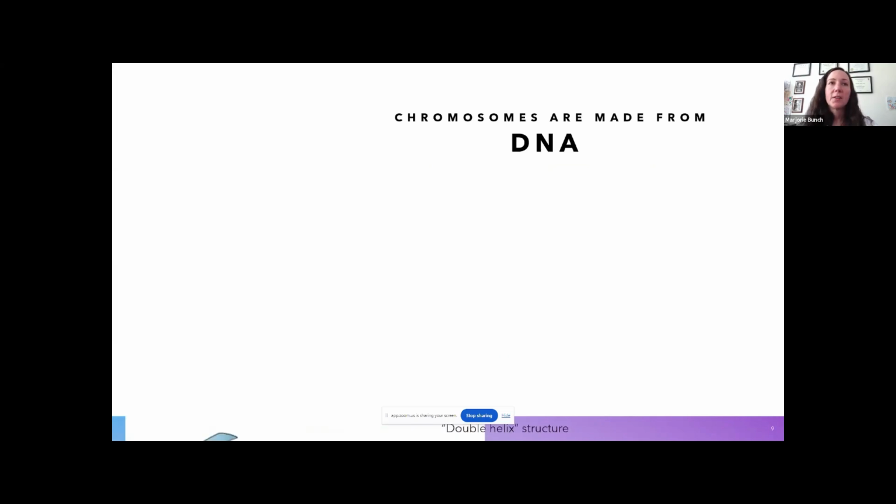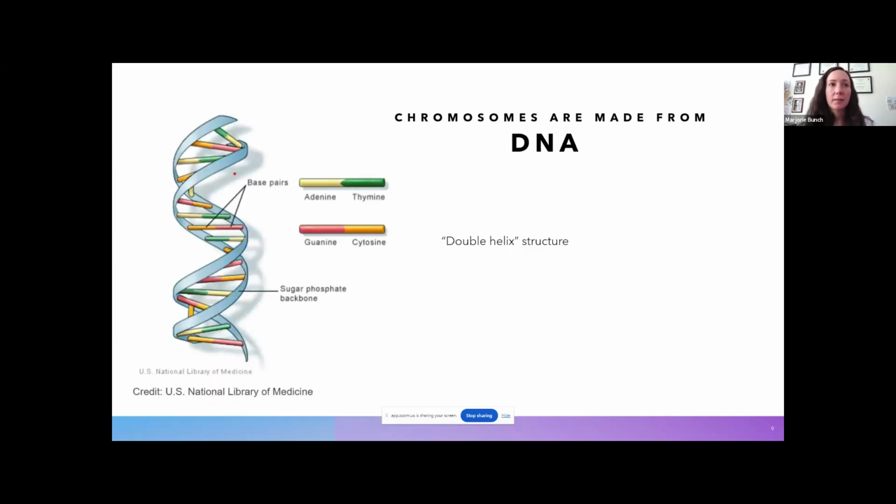So those chromosomes that I showed you are made from DNA. Now you might be familiar with this double helix structure that you see on the left. What that is, it's made of base pairs. You'll see adenine, thymine, guanine, cytosine. They're linked up in the center of that structure, and it goes up like a spiral staircase. And any organism's genetic material is stored in this structure.